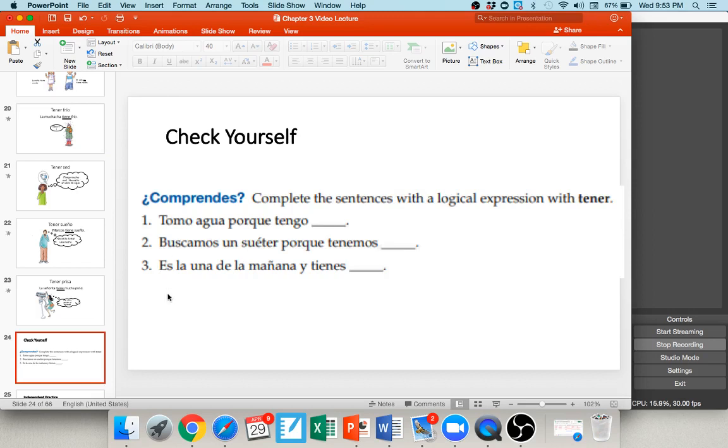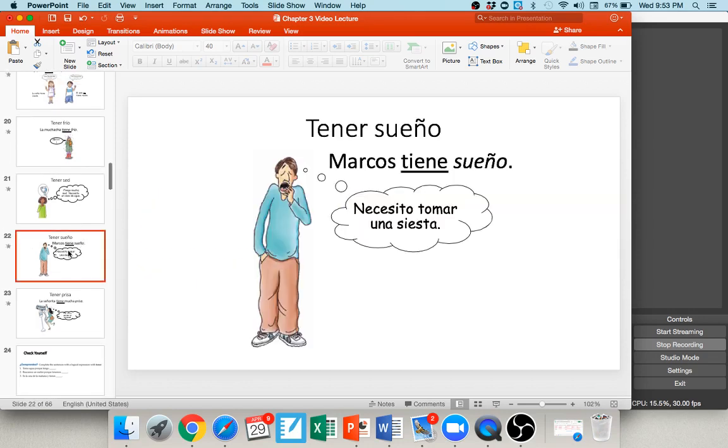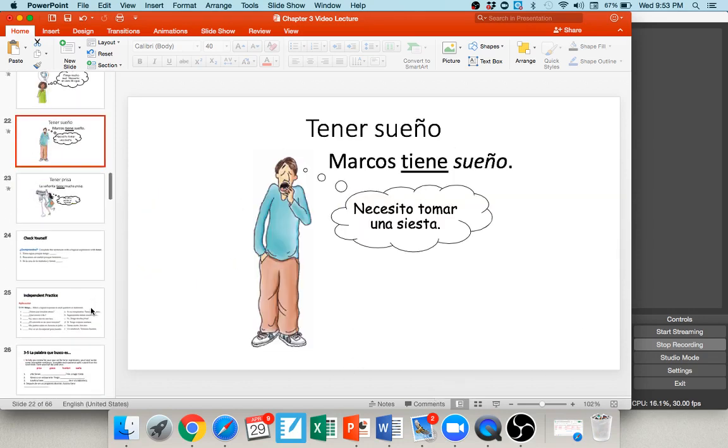Okay, and then number 3, es la 1 de la mañana. It's 1 o'clock in the morning. And tienes blank. Well, it's 1 a.m. and you are just yawning. It's 1 a.m. and you are sleepy. So we would say, es la 1 de la mañana y tienes sueño, sleepiness.